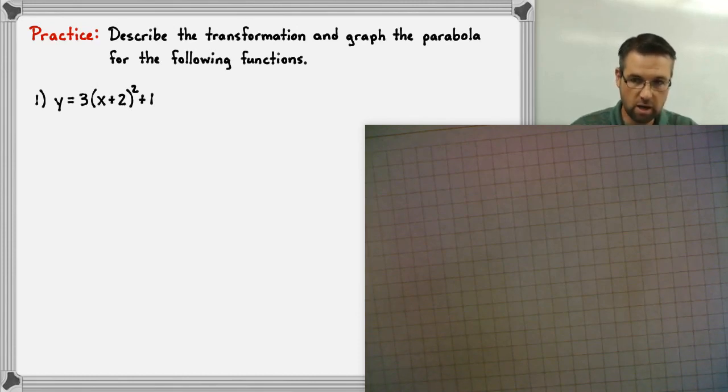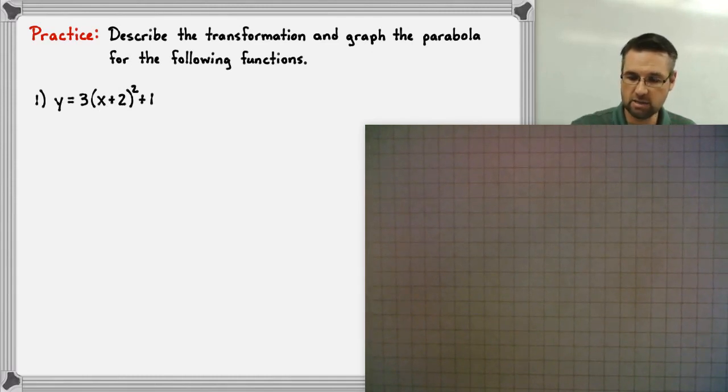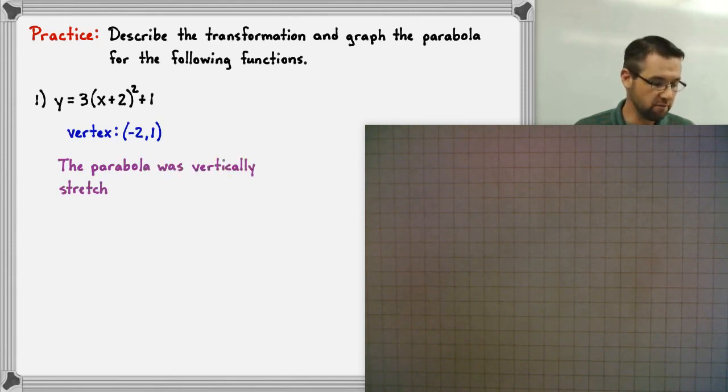All right, for number one, the first thing we're going to look for is, do we have a reflection? No, we do not have a reflection because the A value is not negative. Next thing we look for is any kind of vertical stretch or shrink. We would say that our parabola is being vertically stretched by a factor of 3. The parabola is vertically stretched by a factor of 3 because the A value is 3.